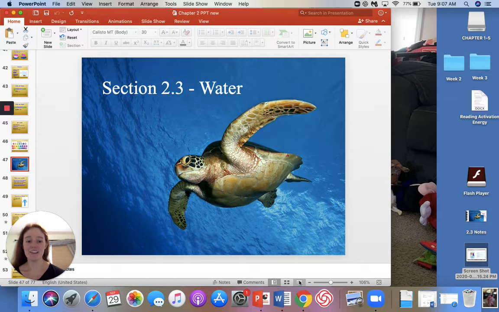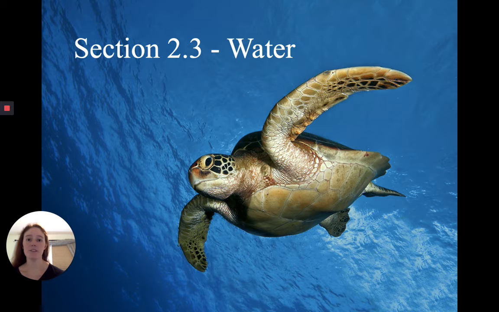Hi guys, today we are going to go through the notes for section 2.3. It's the last section of chapter 2. Then we'll be moving on to chapter 3 and we will be having our big chapter 2 test soon. Remember those vocab terms that we did yesterday? They will be on the actual chapter test. You will not have a vocab quiz on just those terms.